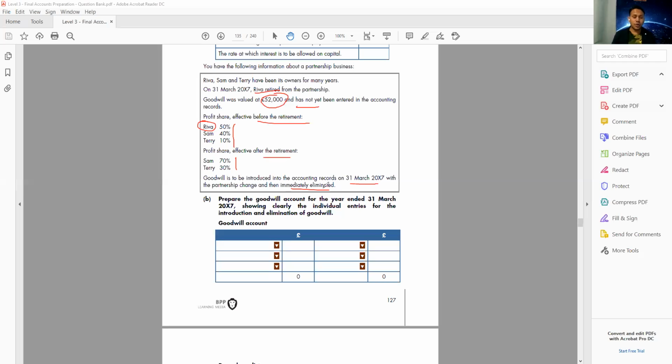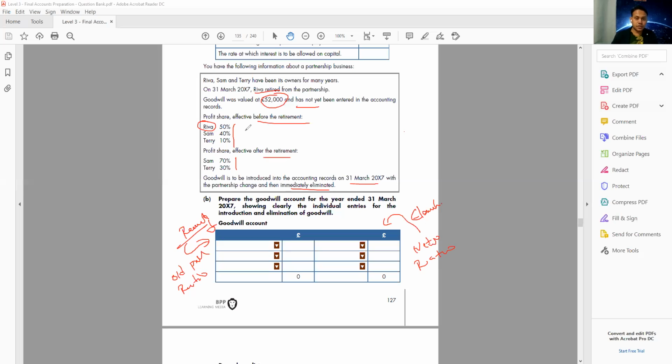So remember, when we include the goodwill, it is on the debit side. When you record the goodwill, it is on the debit side with the old profit ratio. I hope we remember because last week we did the partnership. So goodwill is recorded on the debit side with the old profit ratio and eliminated on the credit side with the new profit ratio. So the debit side with the old ratio and the credit side with the new ratio.